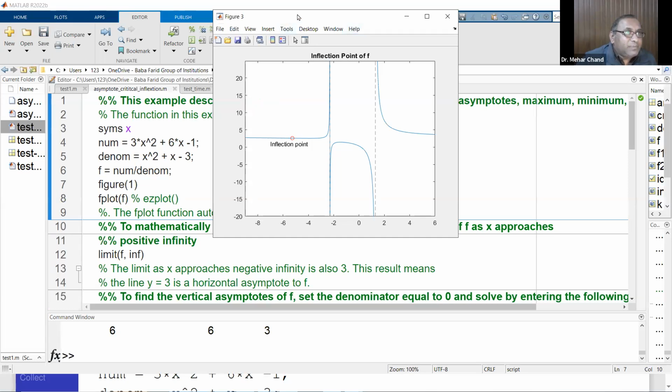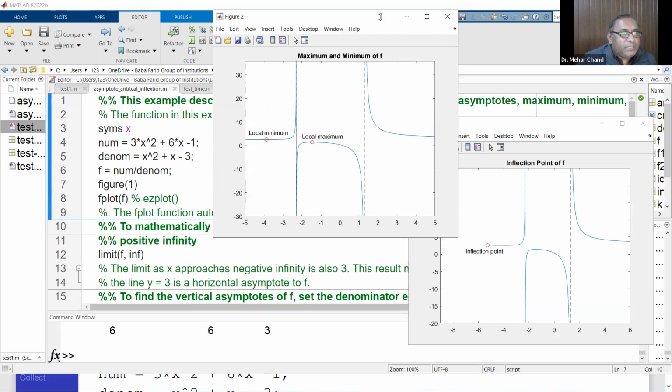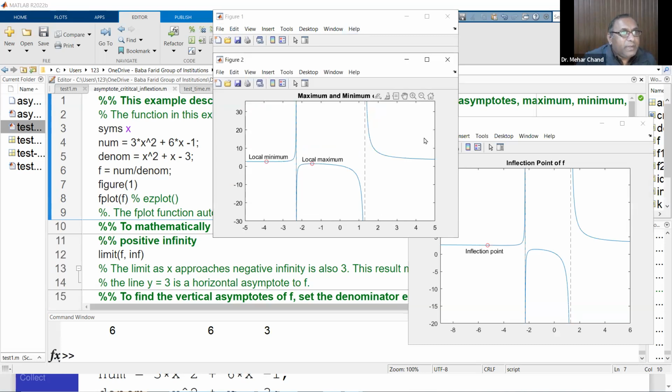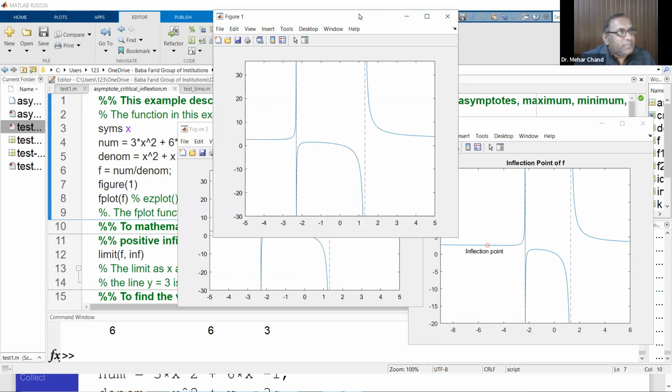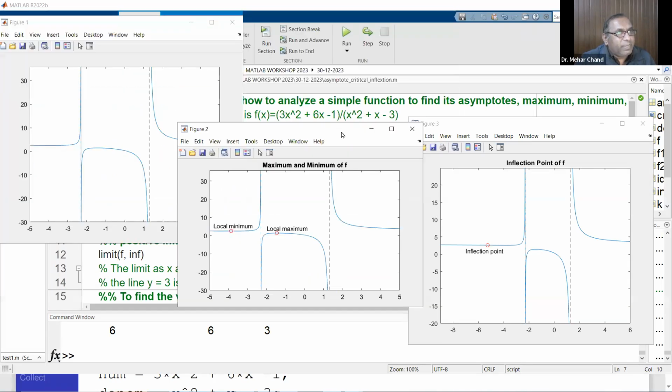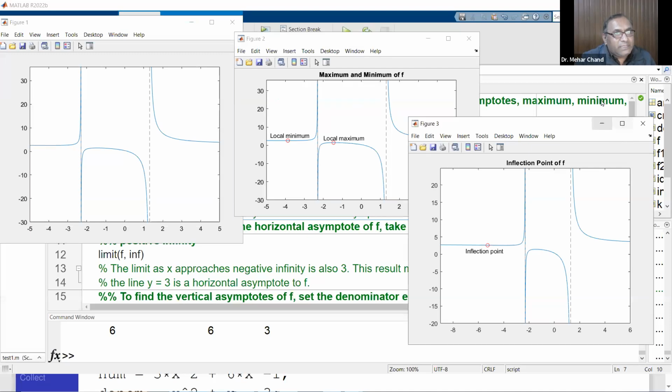What you can see. This is figure 3. This is figure 2. Just 1 minute. This is figure 2. And this is figure 1. Otherwise, we have always one figure. But here, instantly, all the plots, when you will run the code, we have at this place.